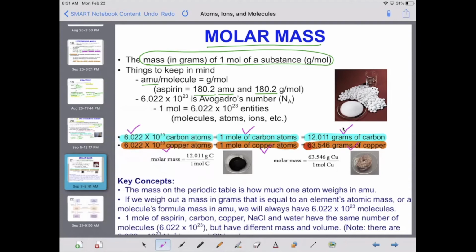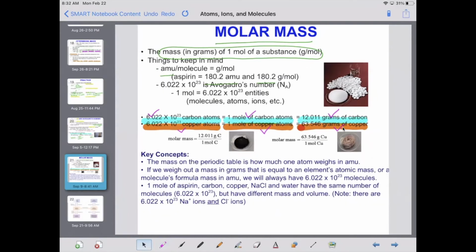So the key takeaway concepts from this slide is that the mass on the periodic table is how much 1 atom weighs in atomic mass units. If we weigh out a mass in grams that is equal to an element's atomic mass in AMU, we will always have 6.022 times 10 to the 23rd molecules. 1 mole of aspirin or carbon or copper or NaCl and water, like 1 mole of any of those molecules or compounds, have the same number of molecules, 6.022 times 10 to the 23rd, but they're going to have a very different mass and a very different volume.